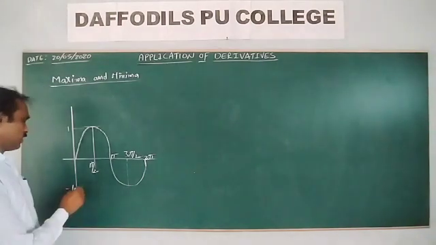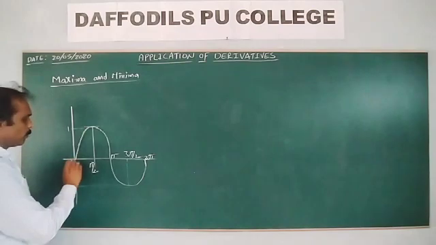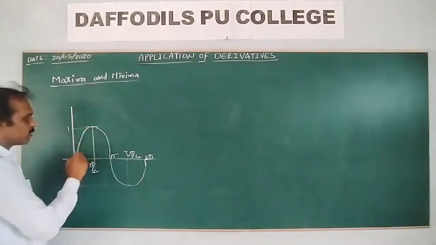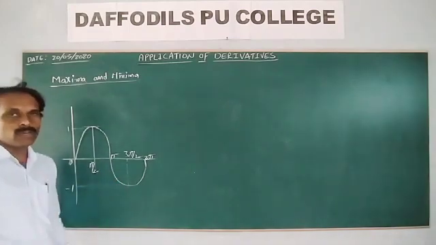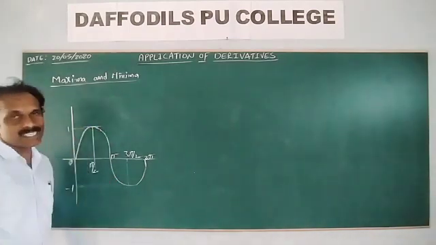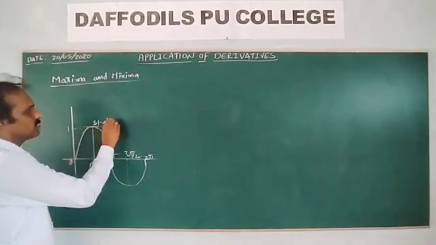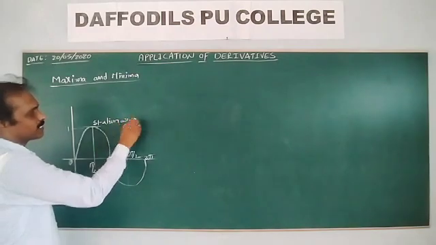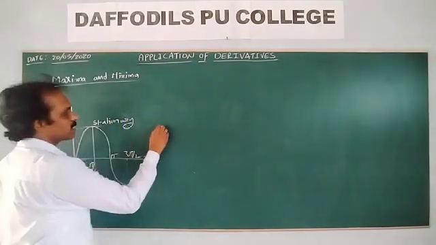Okay, right. So suppose we take the example of the sine curve. From 0 to pi by 2, the function is increasing. From pi by 2 to 3 pi by 2, the function is decreasing. At pi by 2, no change. So that is called stationary. This is a stationary point. So what does a stationary point mean?